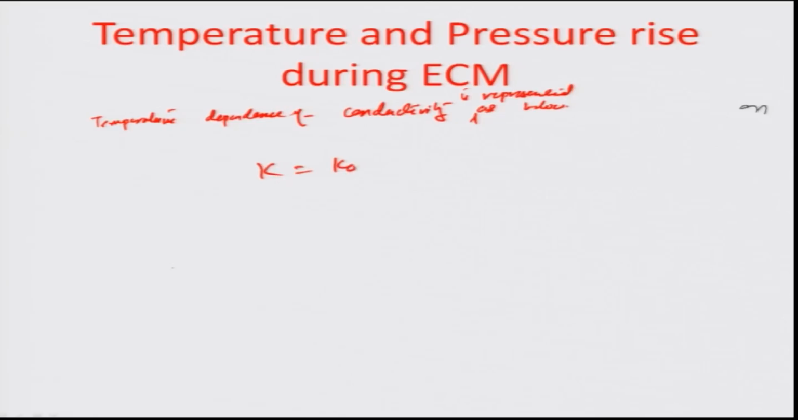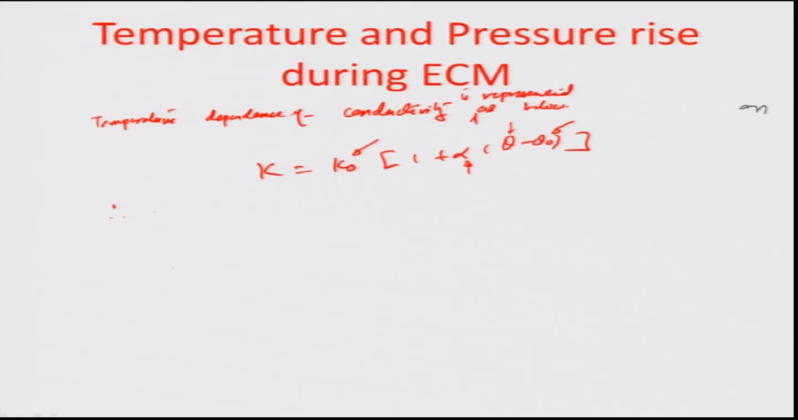Where K can be written as K0 times 1 plus alpha times theta minus theta 0, where K0 obviously is the room temperature value of the conductivity, theta 0 is the room temperature, and theta is the temperature above the room temperature. So, theta minus theta 0 is the temperature differential, and alpha is basically the specific conductivity per unit temperature, the rise factor associated with K0.